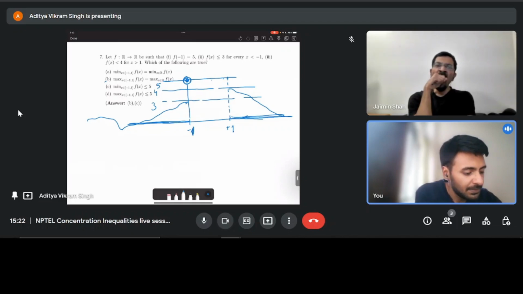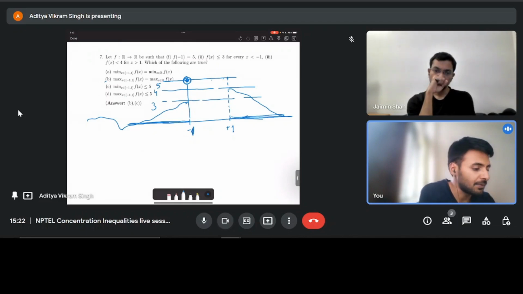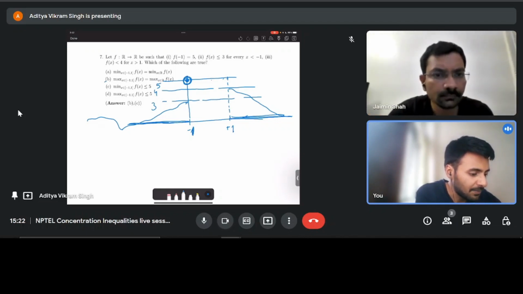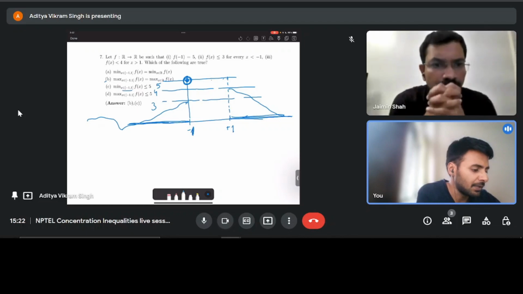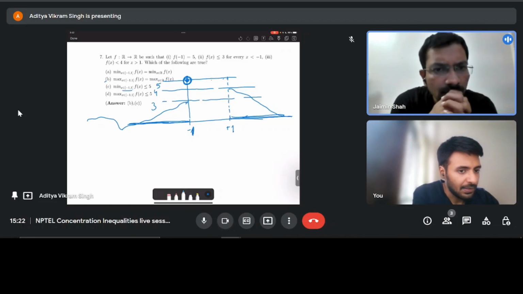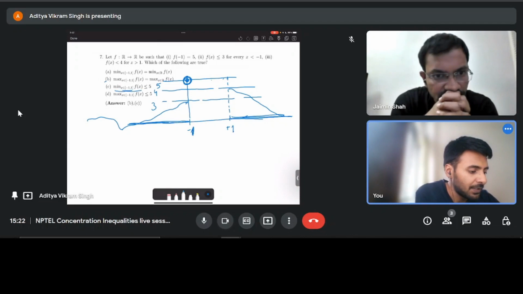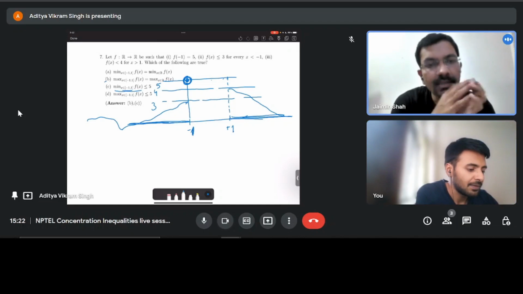And C says the minimum over x from -1 to 1 of f(x) is less than or equal to 5, which is true because it's 5 at -1. You are minimizing over x from -1 to 1, so the minimum can only be less than or equal to 5. We want to compute the minimum of f(x) between -1 and 1, and we know that at a particular point in -1 to 1, it's already 5. So the minimum has to be less than or equal to 5.